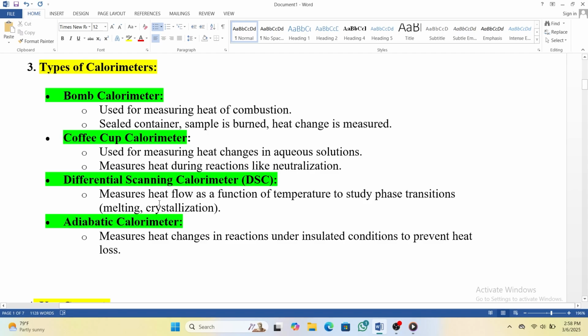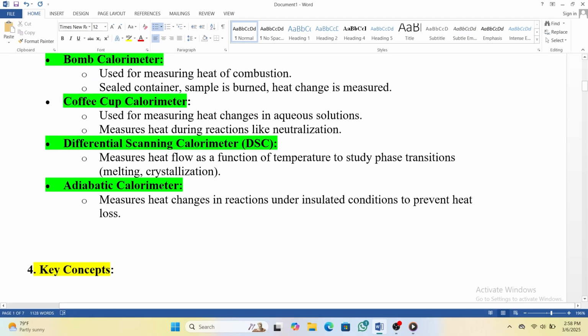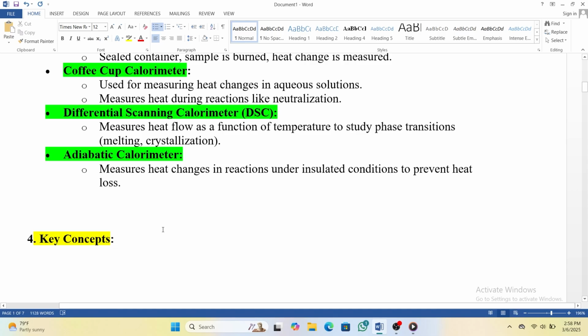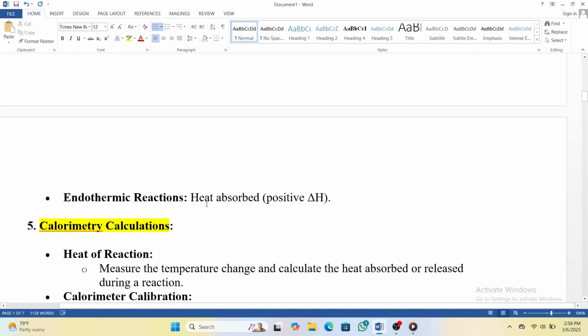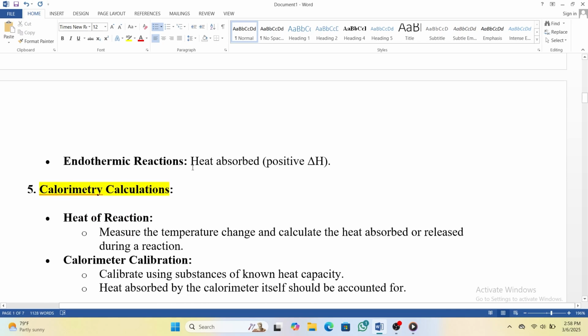Differential scanning calorimeter, DSC: measures heat flow as a function of temperature to study phase transitions, melting, crystallization. Adiabatic calorimeter: measures heat changes in reactions under insulated conditions to prevent heat loss. 4. Key concepts. Endothermic reactions, heat absorbed, positive delta H.